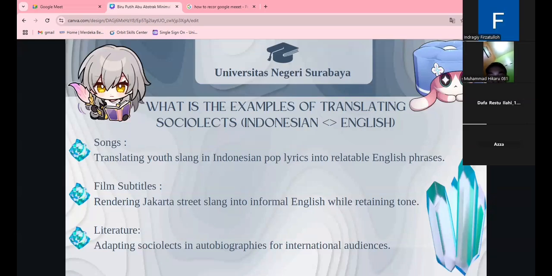The sentence "dia acting alay banget," which means in English "they're acting so alay," could become "they're doing way too much, full cringe mode." Here, Johansson's contrastive analysis might borrow from English internet slang like "cheugy," which means out of touch, trying too hard, or extra, to ensure the sociolect's social judgment is retained. Now move to the next slide.